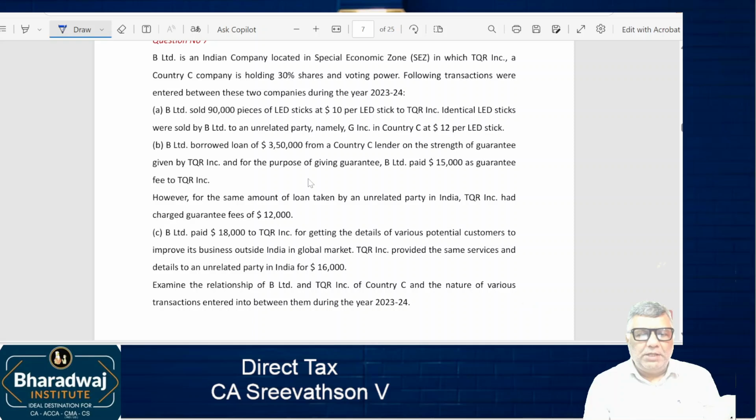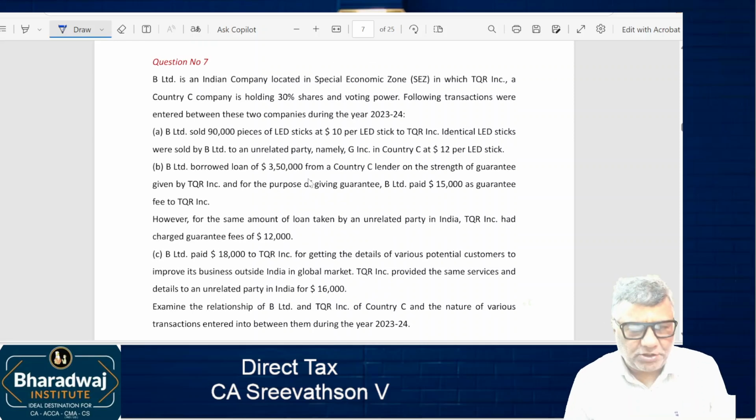Straightforward question. B Limited borrowed 3 crore 50 lakhs from a country C lender on the strength of a guarantee given by TQR Incorporation. For the guarantee, B Limited paid 15,000 as guarantee fee to TQR. However, for the same amount of loan taken by an unrelated party, it only paid 12,000. B Limited paid $18,000 to TQR Incorporation for getting the details of various potential customers to improve its business. The same was provided at 16,000. Examine the relationship between B Limited and TQR Incorporation of country C and the nature of various transactions entered into by them for the financial year 23-24.